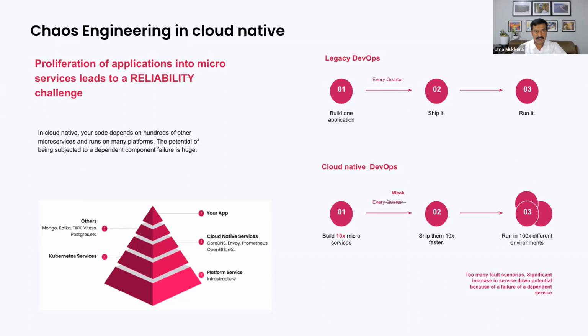So in eventual summary, what's happening here is you're shipping things 10 times faster, and you have 10 times more microservices that you're dealing with. So eventually the complexity of dynamism is 100 times more, right? And how do you ensure everything works when something goes down, right? So that's the use case for cloud native.